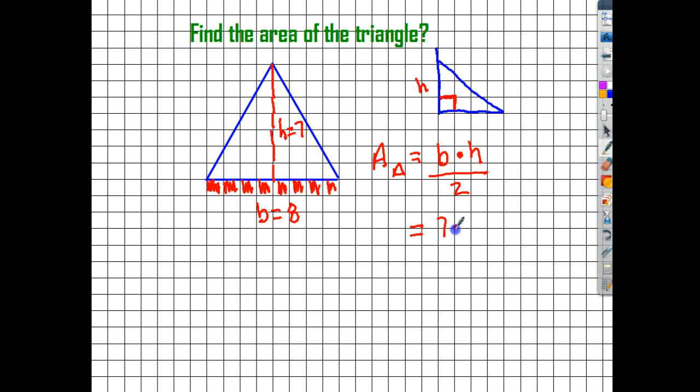So you take 8 times 7, sorry, the base is 8, the height is 7, and you divide that by 2. So you get 56 divided by 2, which is 28 units squared. So hopefully these two videos helped you find area on a coordinate plane.